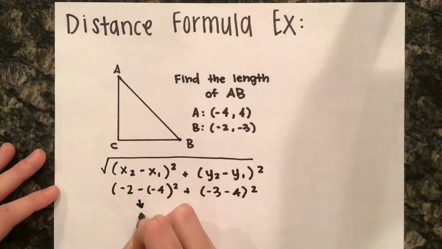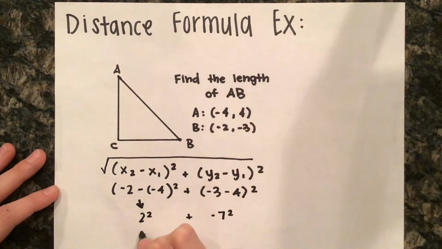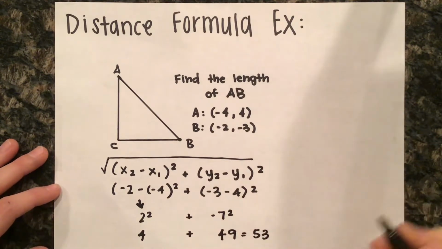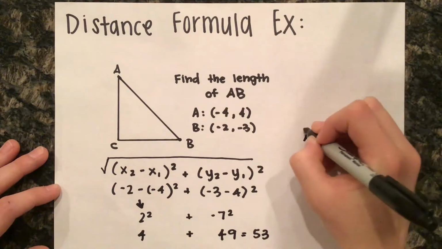Then you can simplify that to 2 squared plus -7 squared, which simplifies further to 4 plus 49. Then you can add the 2 together to get 53, and then keep your square root on 53, giving you AB equals the square root of 53.